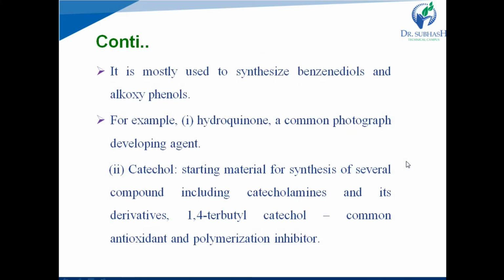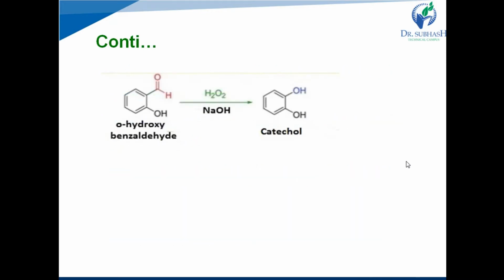See, now this benzene diol and alkoxyphenol are useful for the further synthesis of different types of chemical compounds as well as medicinal compounds. For example, hydroquinone is useful as a photograph developing agent. Second example of benzene diol is catechol. Catechol can be prepared by using Dakin reaction. Orthohydroxybenzaldehyde undergoes Dakin reaction in presence of H2O2 and NaOH and forms catechol.